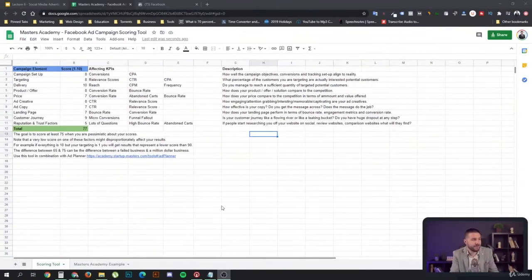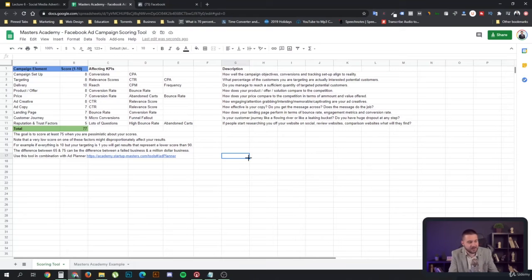While we are at the topic of analysis and diagnosing campaigns, it's time for us to go back to something that we learned in the beginning, but maybe you forgot. And a lot of people do forget that when it comes to analysis. And so we're going to go back to our good old friend, the Facebook ad campaign scoring tool.